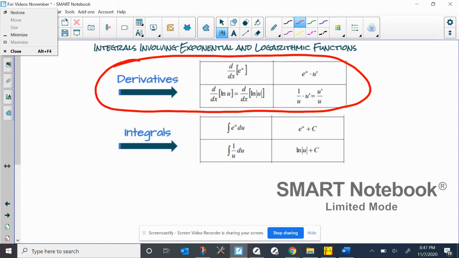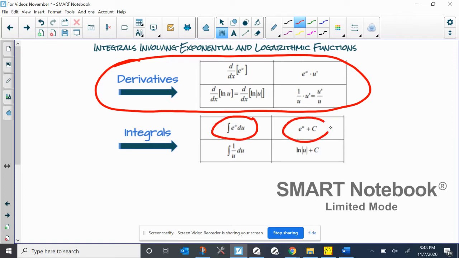So if the derivative of e to the x is e to the x, then the antiderivative of e to the x is e to the x. So if you have the antiderivative of e to the u, it's going to go to e to the u plus c. That does not mean you're just going to write down the same function. You still have to go through the same process of identifying u and working out which piece is part of your du, etc.